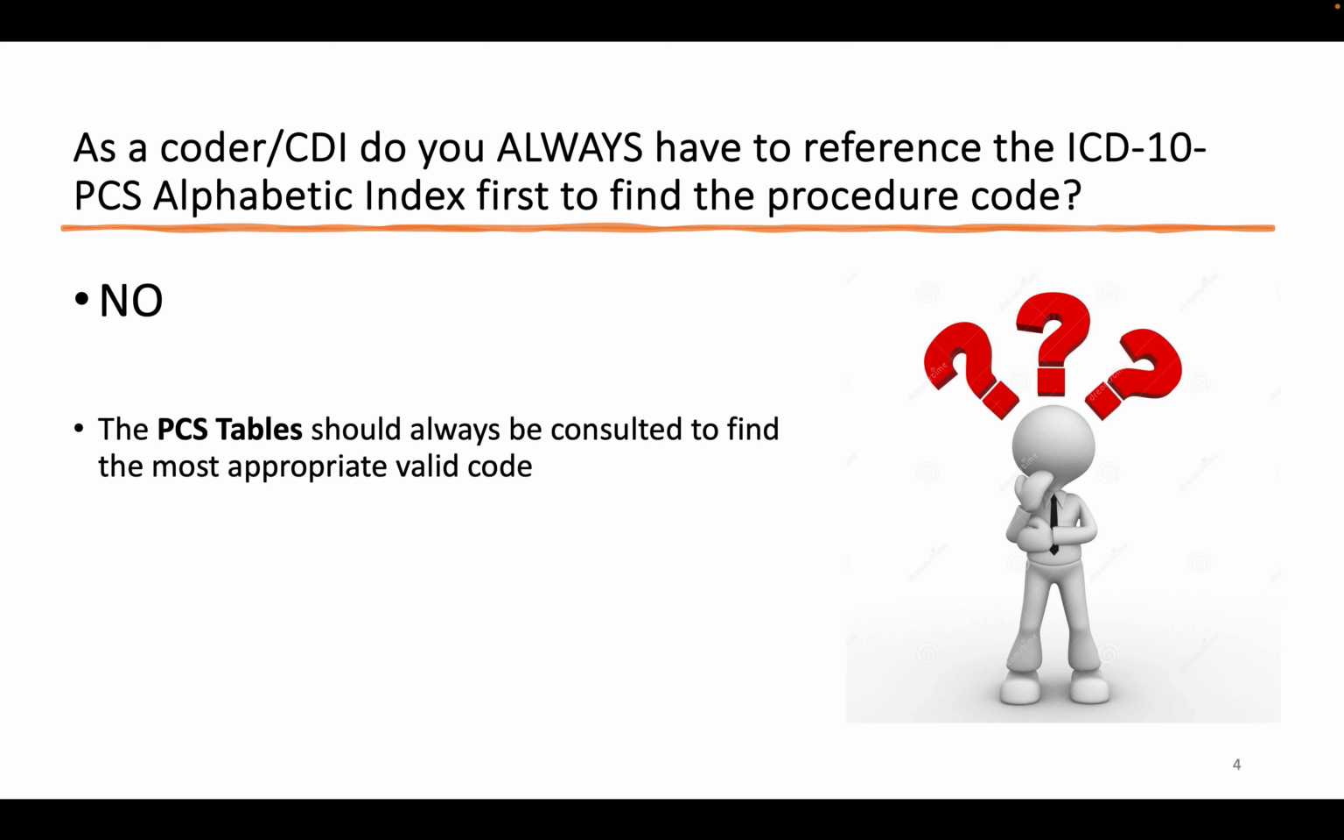As a coder or CDI, do you always have to reference the ICD-10-PCS alphabetic index first to find the procedure code? No. The PCS table should always be consulted to find the most appropriate valid code, and then you can go from there. In many cases, the index lists only the first 3 or 4 characters of a code. The coder must look at the tables for the remaining digits. For example, in your book you could have excision gallbladder, which is 0FB4, or resection gallbladder, 0FT4.